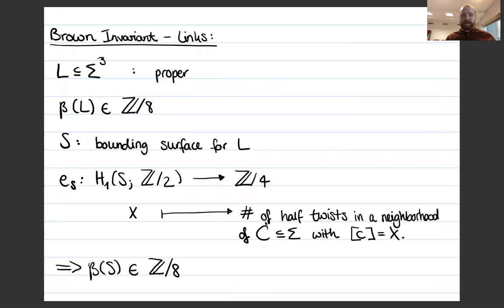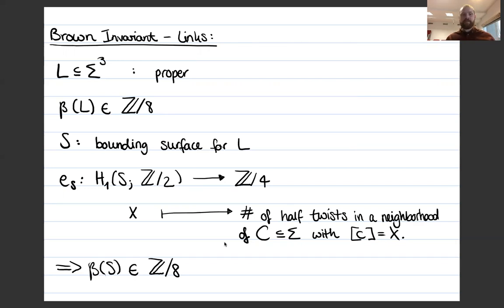Now you can apply the Brown invariant to links. You'll need a proper link in a homology sphere, and you can define the Brown invariant as a Z8 valued invariant. What you do is you again choose a bounding surface. It doesn't need to be a Seifert surface anymore. It doesn't need to be orientable. And here's your enhancement. You take a homology class x and you realize it by an embedded curve on your surface, and you count the number of half twists in the neighborhood of that surface. That gives you something in Z mod 4. It turns out that this is an enhancement of the intersection form. You take its Brown invariant, and that's the Brown invariant of the surface.